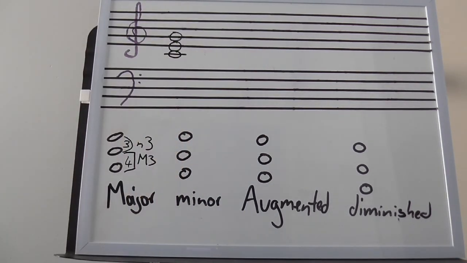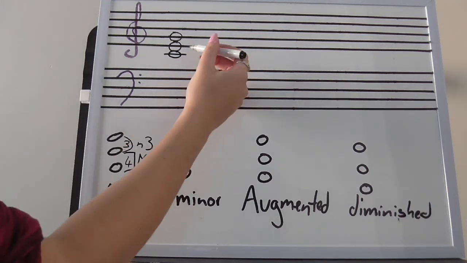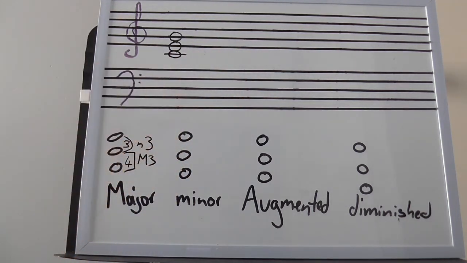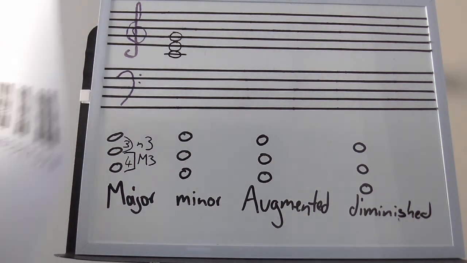If your first note is on a line, your next 2 notes are going to be on a line as well. If it's on a space, your next 2 notes are going to be on spaces. Now I've written out my original triad. Now what I want to do is make sure that I don't need to add any accidentals to make the distances correct. I'm going to use my keyboard diagram to help me.